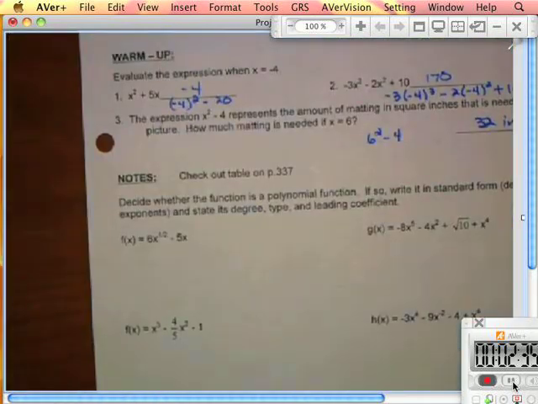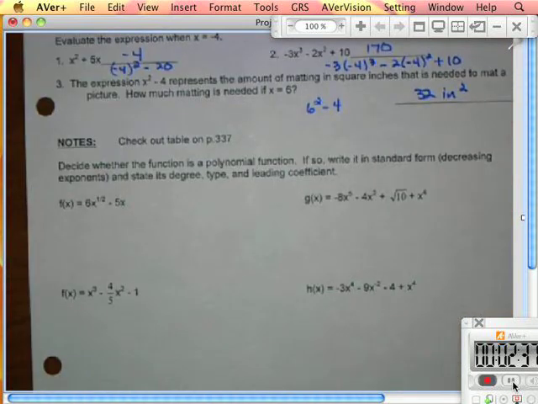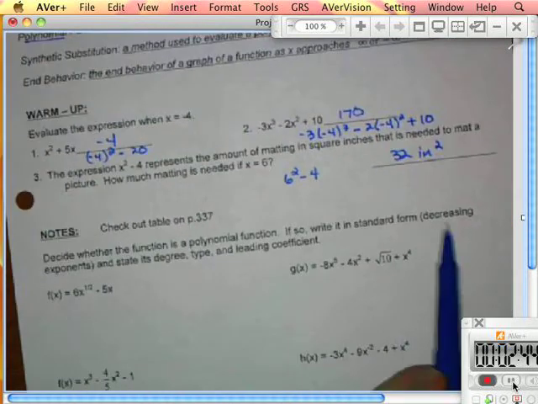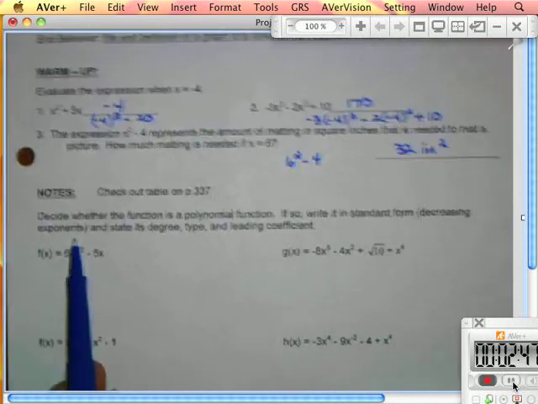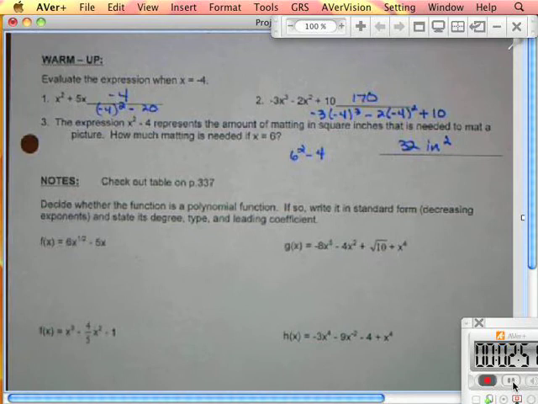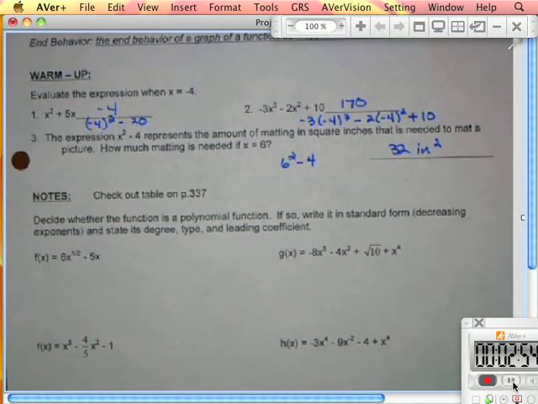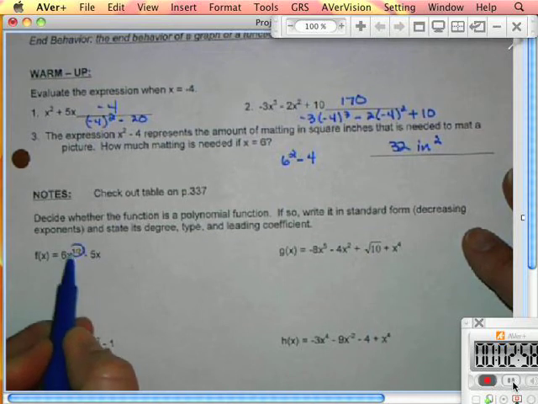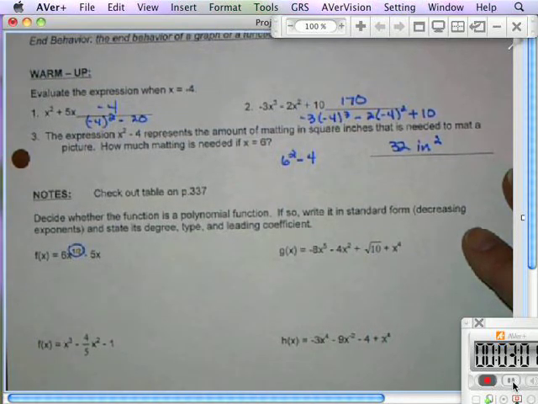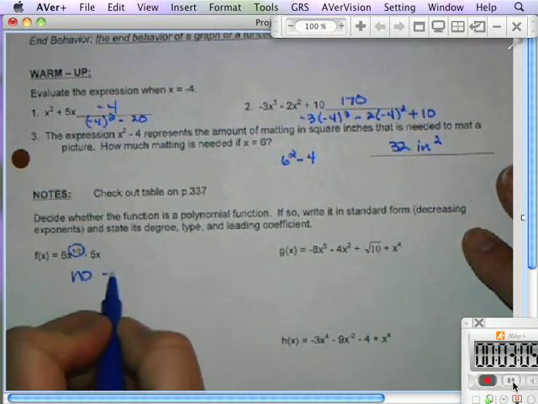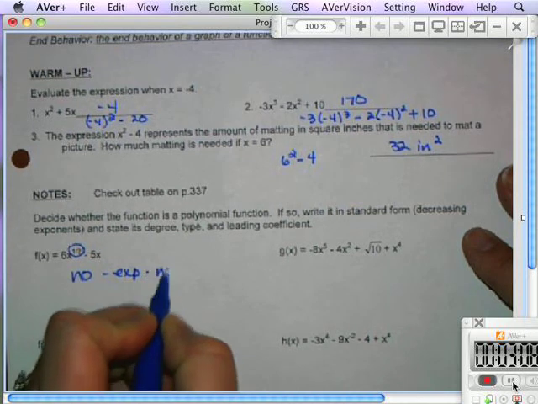Decide whether the function is a polynomial function. Make sure it meets all of these requirements up here. If so, write it in standard form, which is decreasing exponents from left to right, and state its degree, type, and leading coefficient. And this is all stuff that we've done before, except for deciding whether it's a function. So this first one here, you can see right away that this is not a whole number exponent. So it is not a function. No. And you would say exponent is not a whole number.